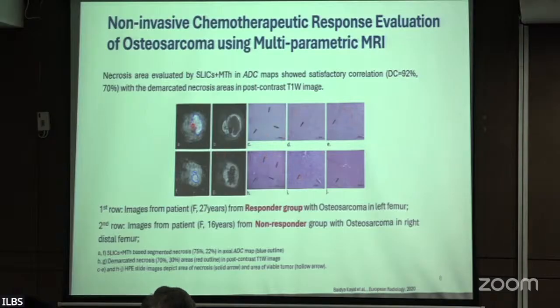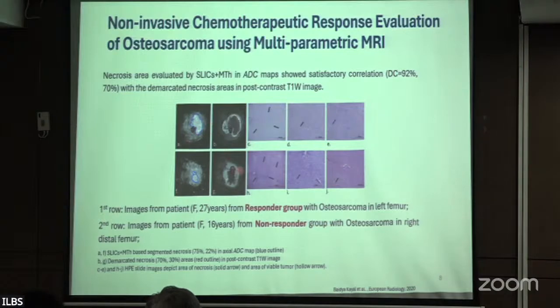Another example is with correlation to histogram analysis. This is the apparent diffusion coefficient parametric map. It comes from diffusion weighted MRI, which tells about how much water diffusion there is at the cellular level. The blue outline is showing the tumor area, and just the intensity profile can tell how much the responder and non-responder have a necrosis area.